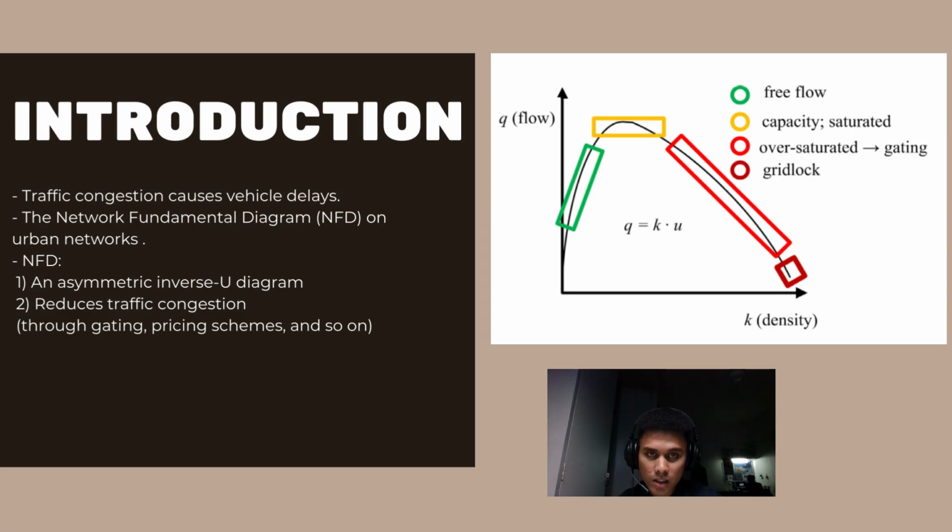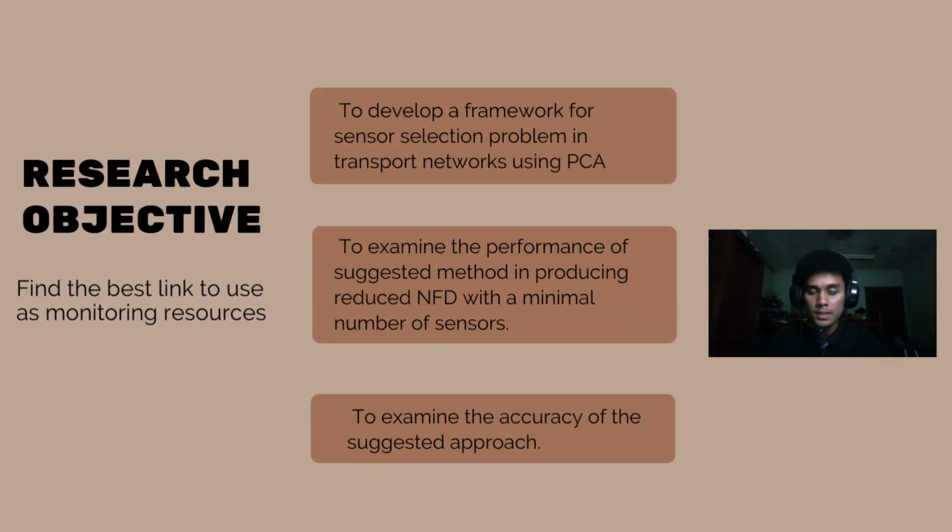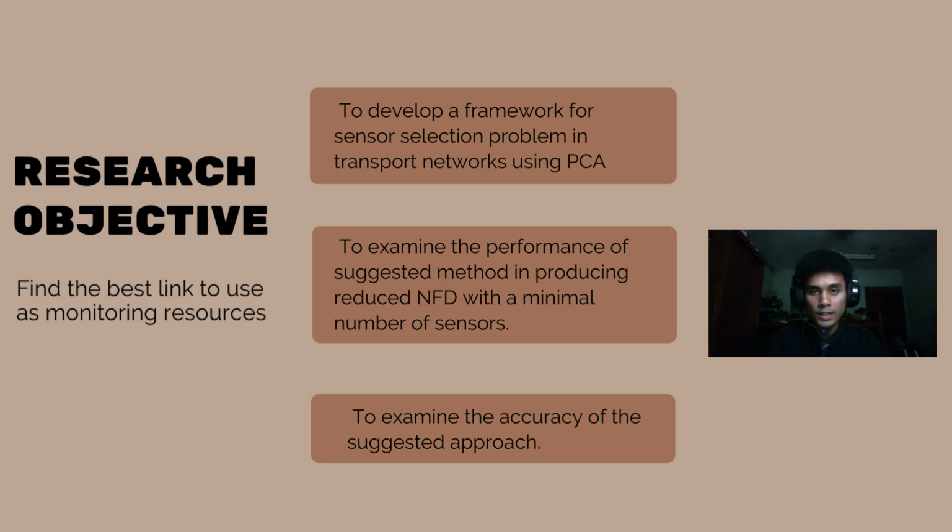So in this research, gate control is employed as an effective transportation methodology to maintain the traffic condition in the yellow zone. Research objective. Generally, the purpose of this research is to find the best links to use as resources, detectors, or sensors to collect traffic data in order to calculate an accurate NFD. The purpose of this work is to pick sensors using a systematic technique based on principal component analysis (PCA) to enable the creation of sparse measurement NFDs that need fewer sensors, appropriate measures, and are in theory less expensive.